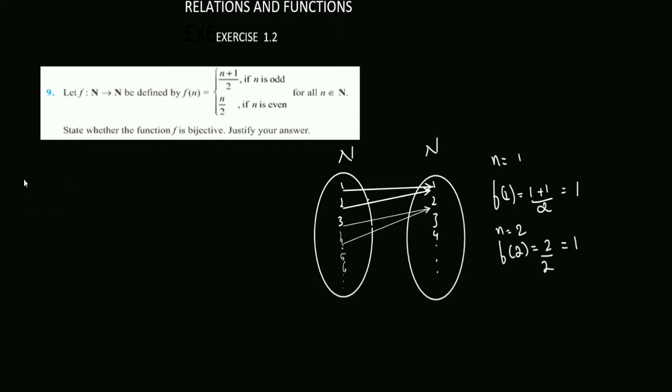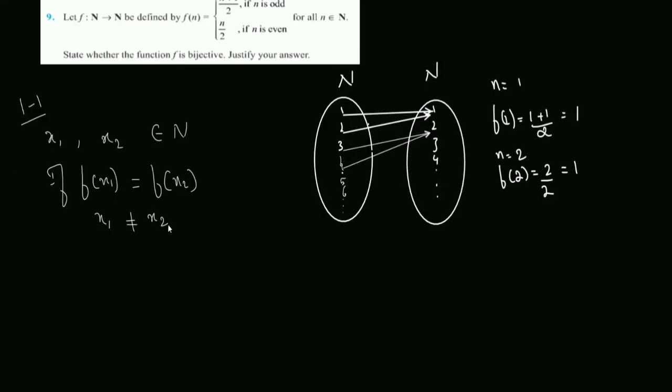How do you prove it? How do you prove the function is not one-to-one? For that you take x1, x2 belongs to N. So we have to prove, if f of x1 is equal to f of x2, then x1 is equal to x2. But x1 is not equal to x2 in this case. If you want to say it is not one-to-one, you give one example. We can just prove it by giving an example.